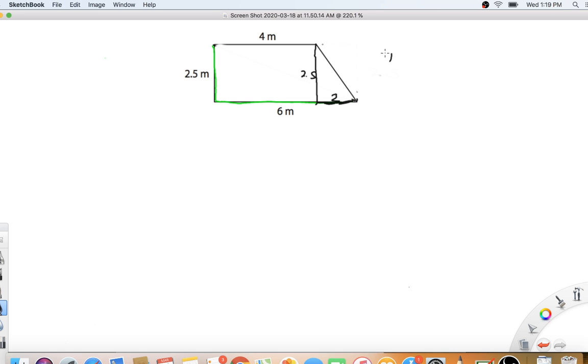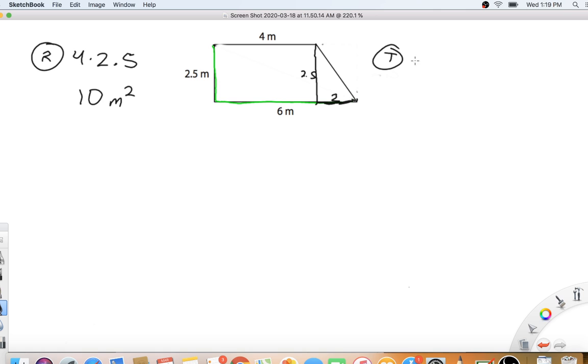6 minus 4 is 2, so this side would be 2. So for the triangle, we'll do the area on this side, and for the rectangle, we'll do the area on this side. Rectangle is just my base, 4 times 2.5. 4 times $2.50, $5, $7.50, $10. So this answer right here would be 10 meters squared.